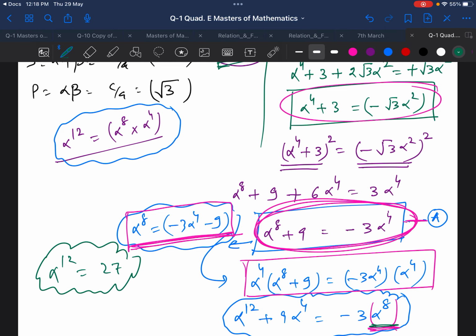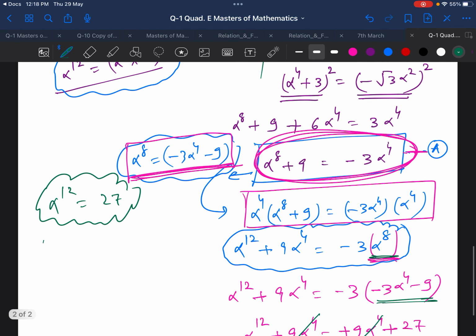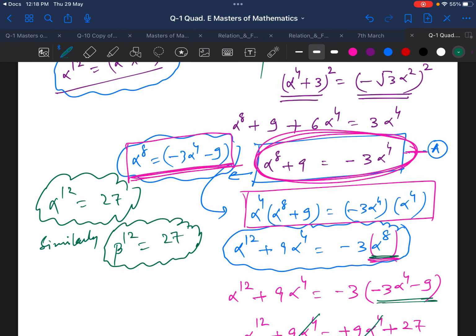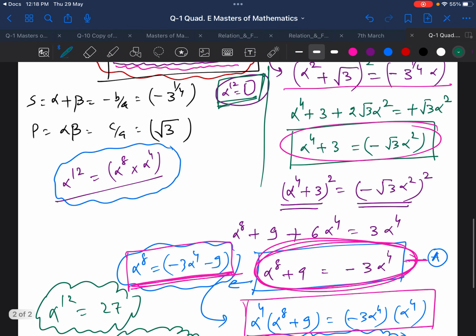Similarly I can say, because beta is also one of the solutions, beta raised to power 12 will be 27. So I got alpha raised to power 12 as well as beta raised to power 12, both are 27.